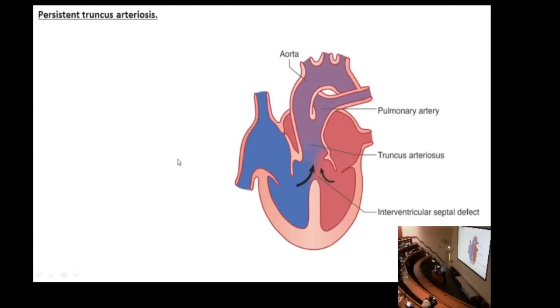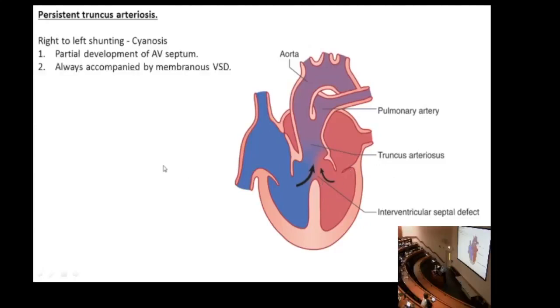We also have persistent truncus arteriosus, and when this happens, I mean, it's like, whoa, where does the blood go? And again, you have a right to left shunting, you get cyanosis because you got mixing of blood here. So you have a partial development of the AV septum, and it's always accompanied by a ventricular septal defect, and mixing occurs. So basically, anytime you see a cyanotic child, it's time to call a pediatric cardiologist.